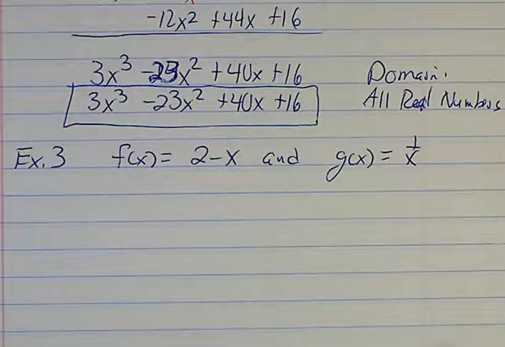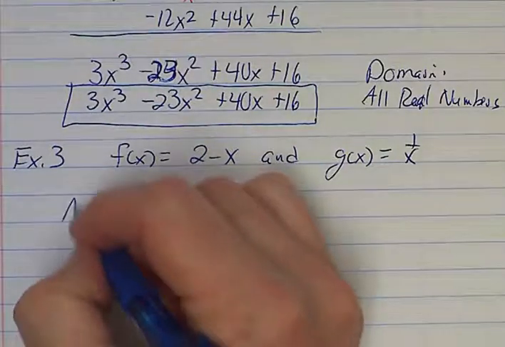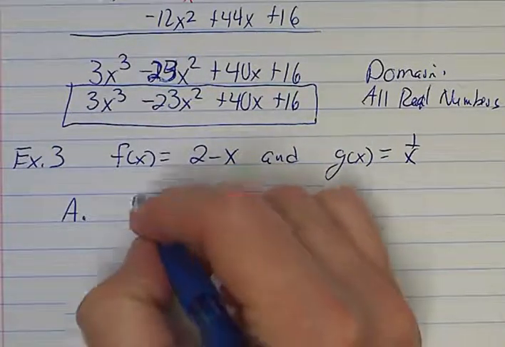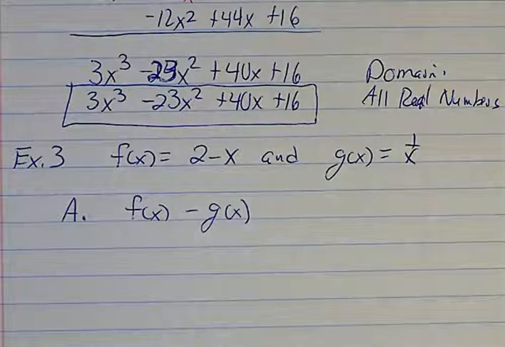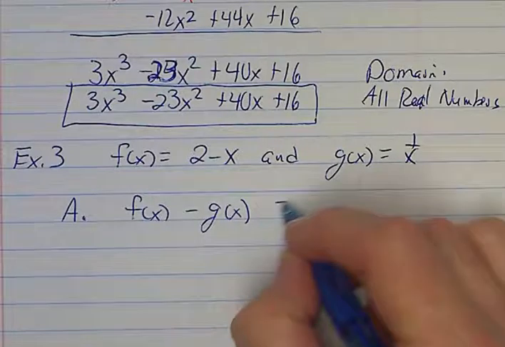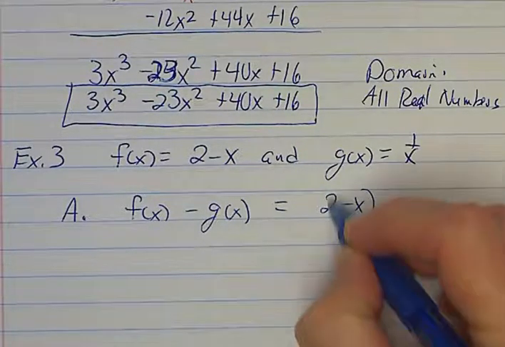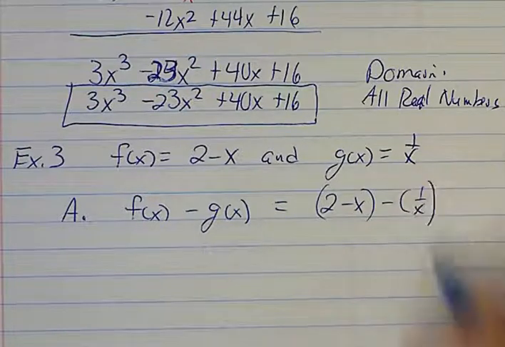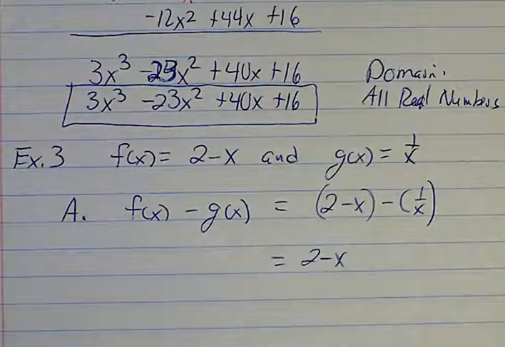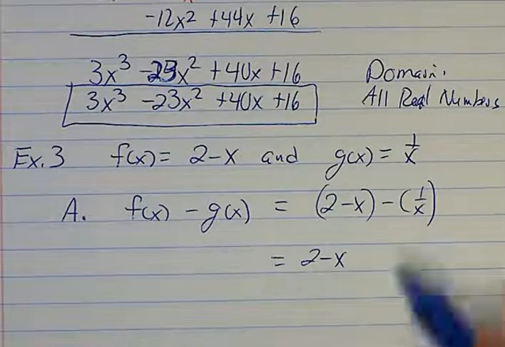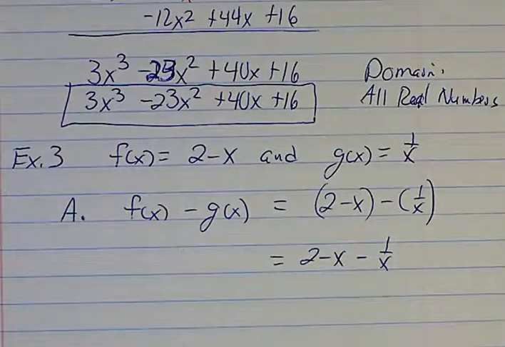Okay, for this problem, we've got f of x is 2 minus x, and then g of x is 1 over x. So for the a part, let's do f of x minus g of x. And again, we'll do that just so we can be careful with the signs. And when you do this one, you've got 2 minus x minus 1 over x. So first function, 2 minus x is good. With the 1 over x, it's just the minus in front, so that would be that.